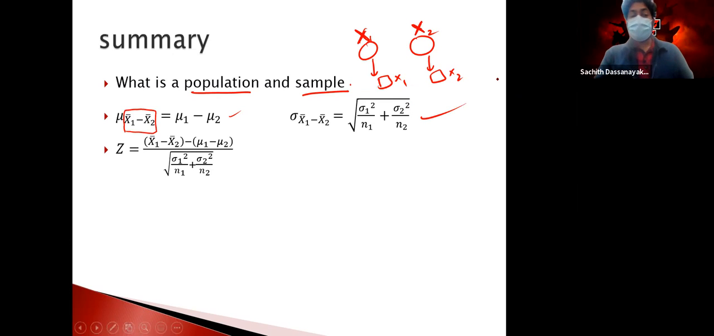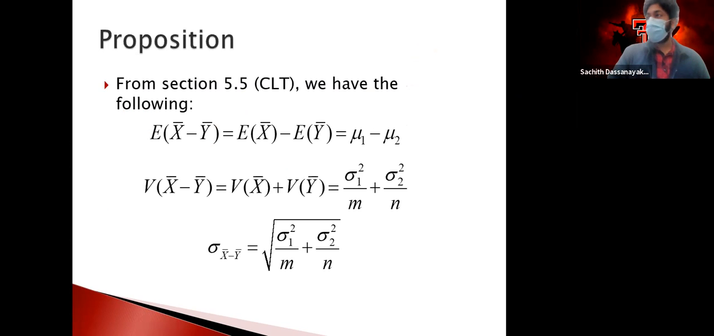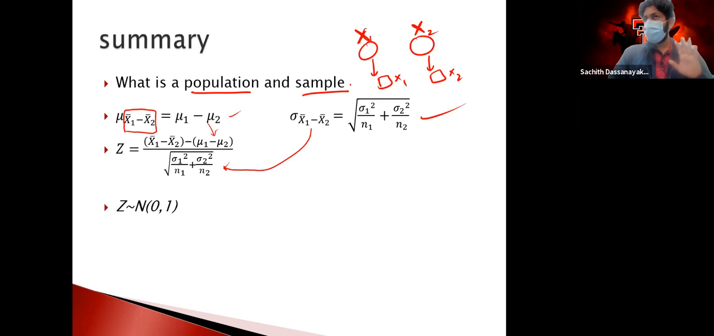Standardization, capital C, using this. This is the mean difference. This is the sigma. Then C has a standard normal distribution. Clear? Okay, so that's about how to find the distribution.